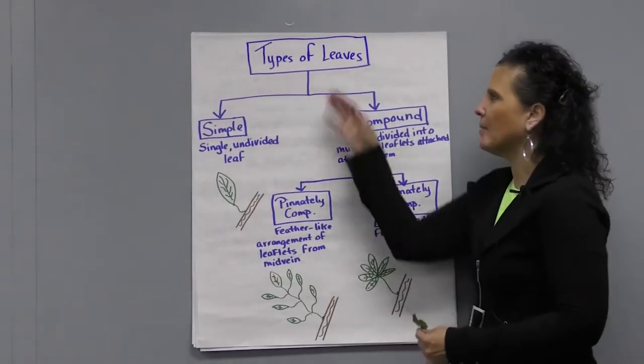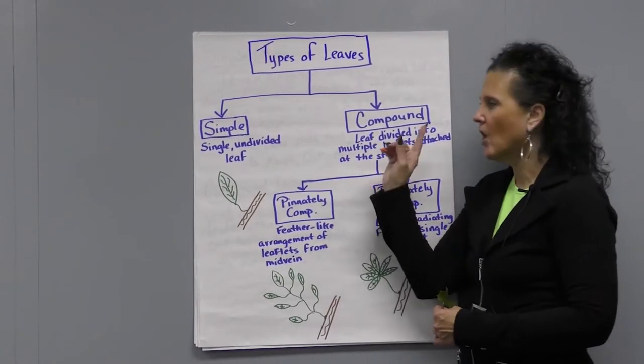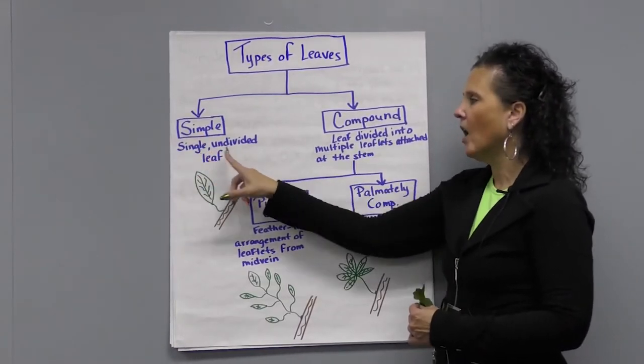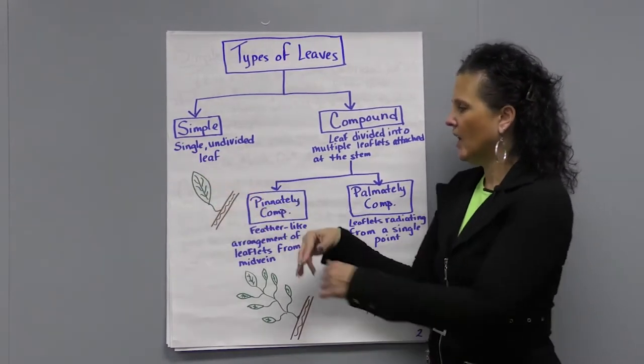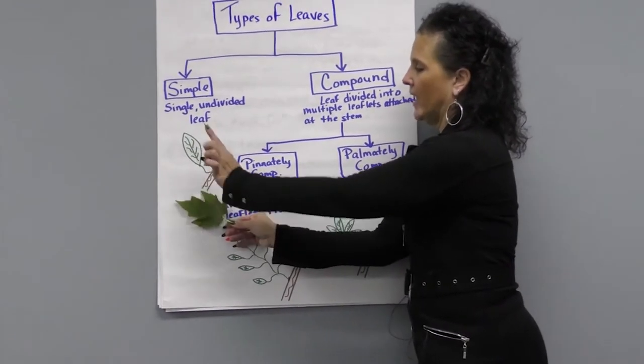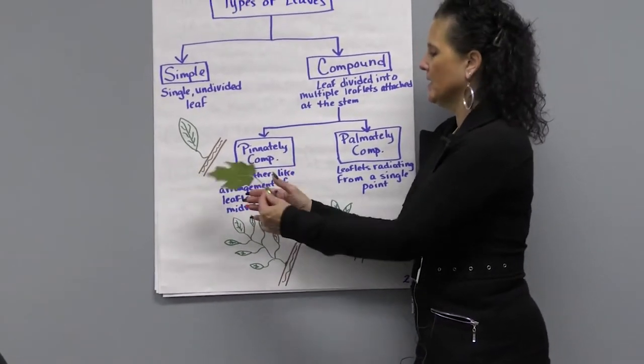So let's look at types of leaves, and I sort of drew a schematic here so we can see the types of leaves. The first type are just plain simple leaves. That's a single, undivided leaf. Here, just like this leaf, a single, undivided leaf on this branch with the little stem, and we're going to talk about the parts of the leaf here in a few minutes.